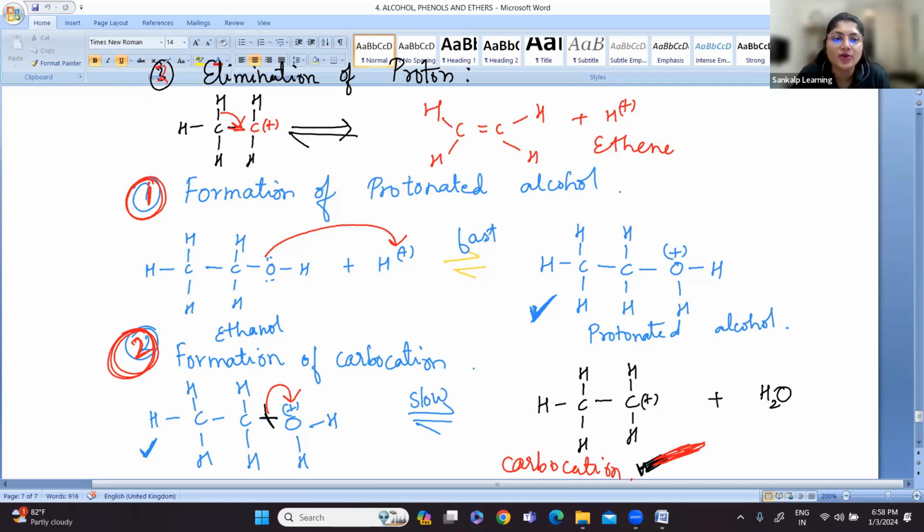Now, in the third step, what is happening? There will be elimination of proton. Okay, so the bonds will get rearranged and you will get ethene. So there will be elimination of proton from the carbocation and it forms the alkene. That is the ethene. Fine. So this is the question asked for 3 marks. Is it clear? Yes, students? Is it clear?